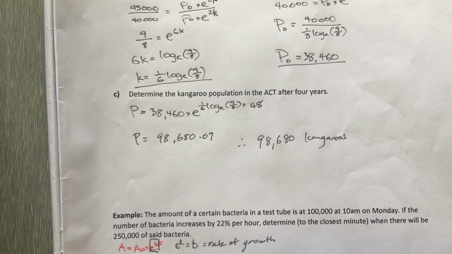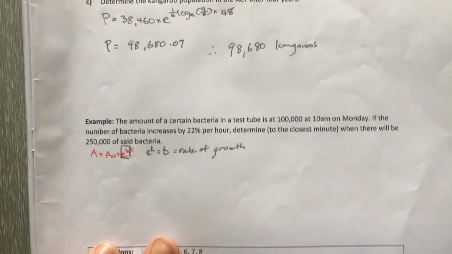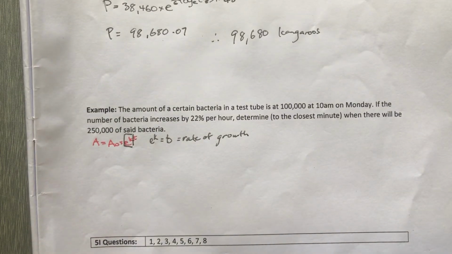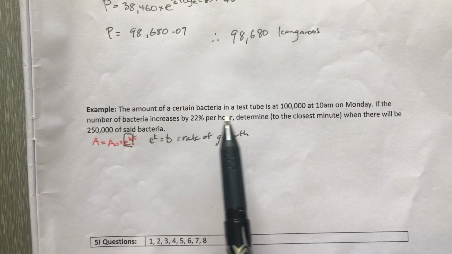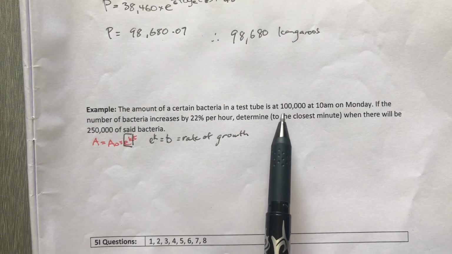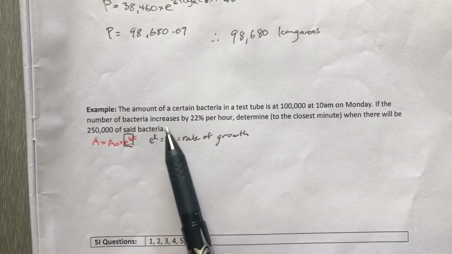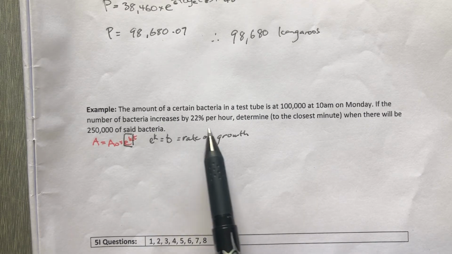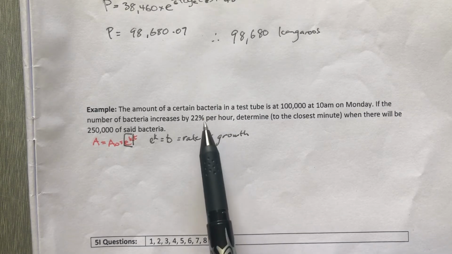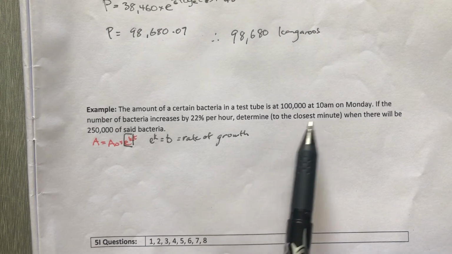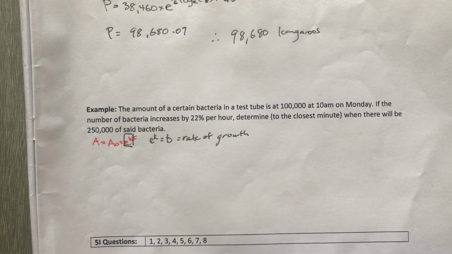Awesome. So those questions that we were doing, they never actually told us what the growth factor was at the start. We had to work that out. With this one here, we have been told what it is. So I'll just read it. The amount of certain bacteria in a test tube is 100,000 at 10 a.m. on Monday. If the number of bacteria increases by 22% an hour, so there you go, it's told us how much it increases by rather than just showing us a K and we need to solve for it. Determine to the closest minute when there will be 250,000 of that bacteria.